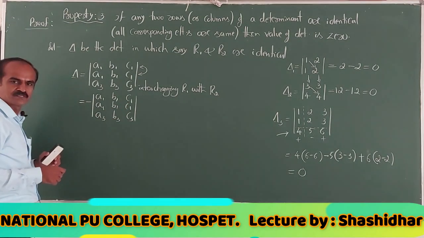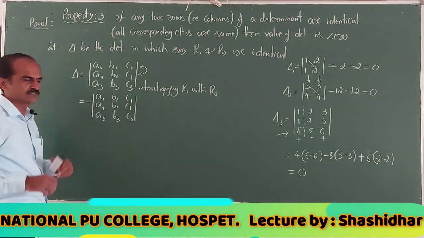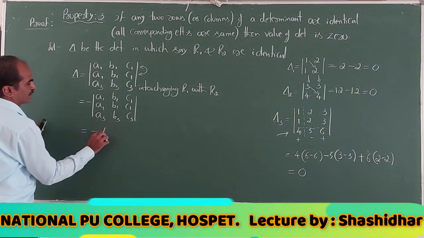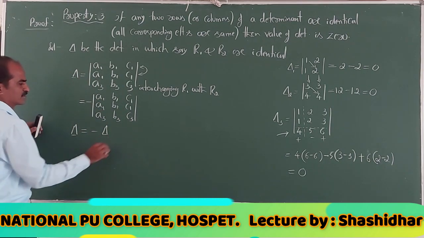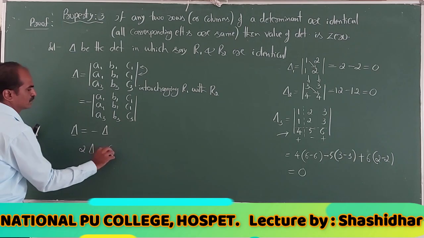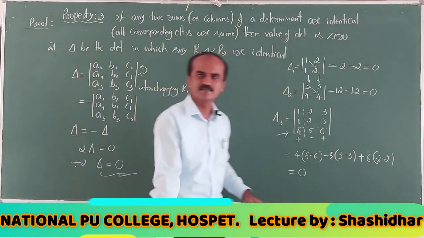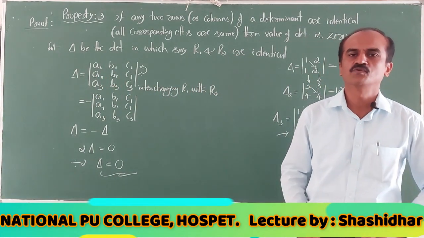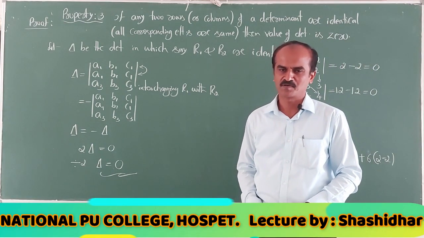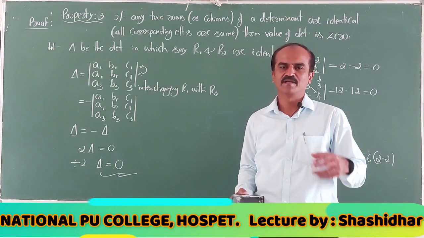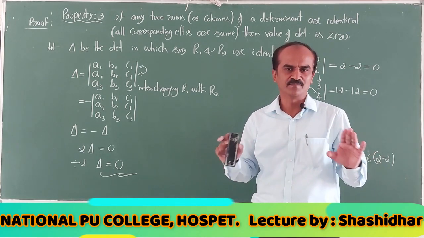Is there any change to this? As those two rows are identical, even though I interchange R1 with R2, there is no change in the determinant. So now I can write this as minus delta only, because this is the same as the delta. Take minus delta to the left hand side. What we get? 2 delta equal to 0. Dividing by 2, I get delta equal to 0. So delta is a determinant of order 3 in which two rows are identical, and we prove that such value is 0. A very simple property you can easily remember. In a determinant, if either two rows or two columns are identical, the value of determinant vanishes, it becomes 0.